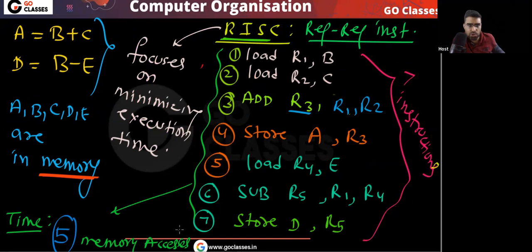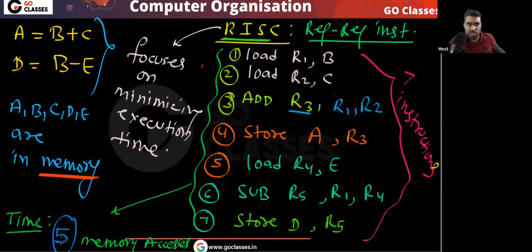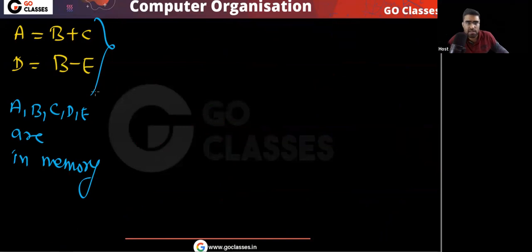Why? Tell me, where is the benefit? Here you have only 5 memory accesses. In the CISC, you have 6 memory accesses. Why did you save this 1 memory access? The reason is very simple, because you are not loading this B again. Yes or no? This variable B, you are loading only one time in R1 and then you are using it anytime. Yes or no? So you can easily see, this is what I'm telling you.